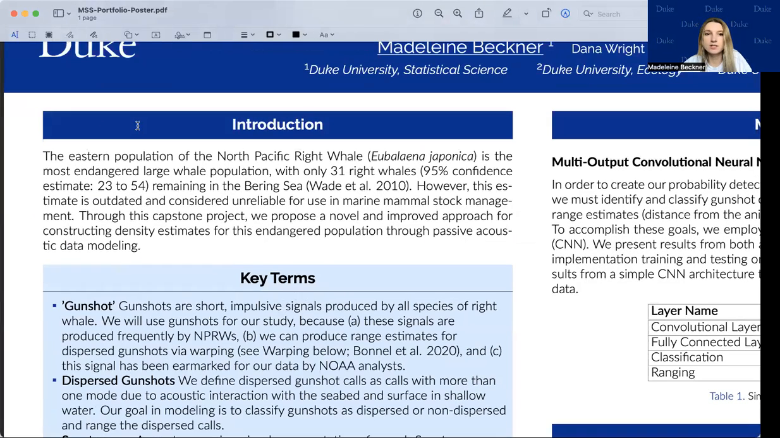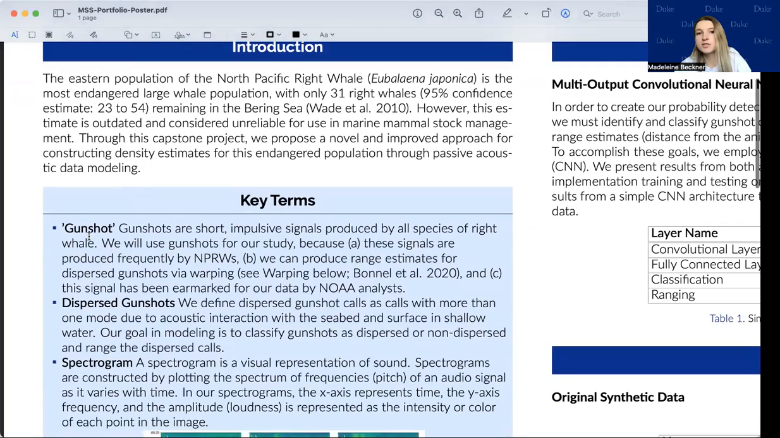So the eastern population of the North Pacific right whale is the most endangered large whale population, with an estimated only 31 members remaining in their population in the Bering Sea. That being said, this estimate is outdated and it's considered unreliable for use in marine mammal stock management, which our client NOAA is tasked with doing. So through this capstone project, we propose a novel and improved approach for constructing density estimates for this endangered population through passive acoustic data modeling.